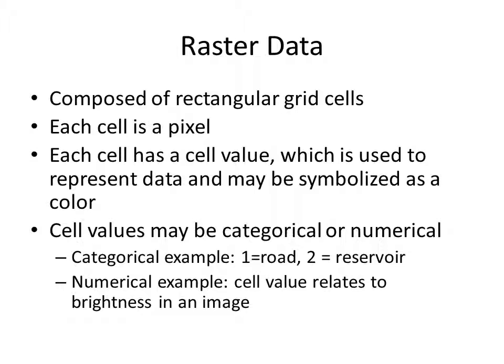Raster data is composed of rectangular grid cells. Each cell is a pixel. Each cell has a cell value, which is used to represent data and may be symbolized as a color. In this example, we had a categorical example, where we might have 1 equaling road and 2 equaling reservoir. We could have a numerical example where a cell value relates to the brightness in an image. So for example, the reservoir in the previous image was very dark. It would have a lower cell value. And the land around it, or the road feature, might have a much higher cell value. That's another way that those cell values can be determined and classified and used in data. And that concludes a brief overview of vector and raster data.